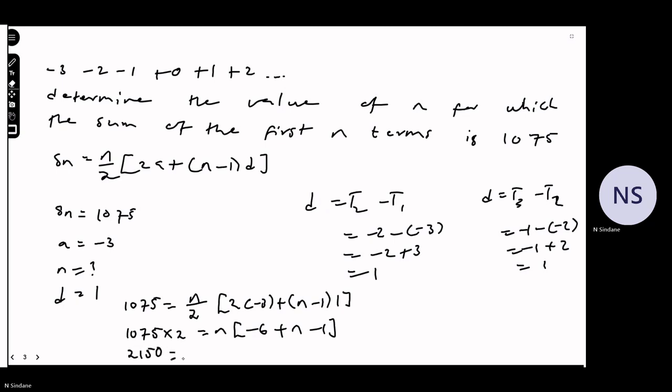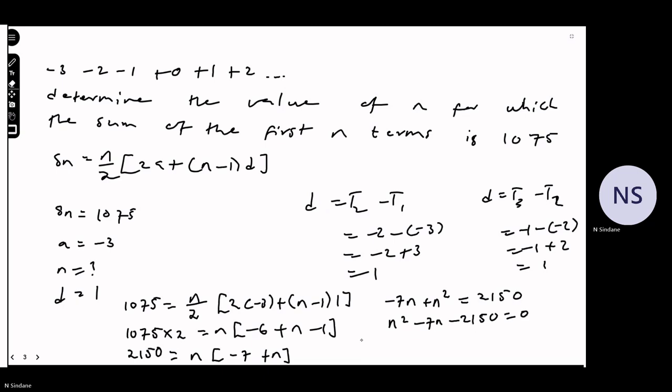This is equal to n into (negative 7 plus n), right? And then when we simplify it, it's going to be negative 7n plus n squared, equal to 2150, and then n squared minus 7n minus 2150 is equal to 0, right?